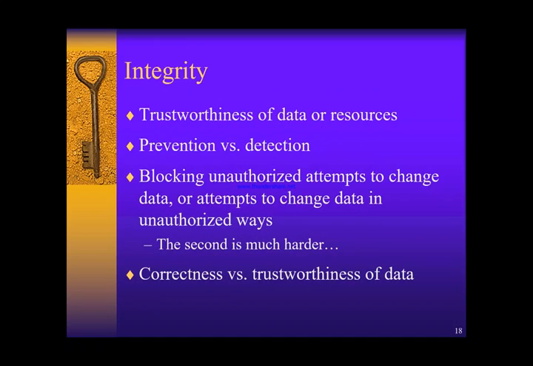Another is integrity: trustworthiness of data or resources, prevention versus detection, blocking unauthorized attempts to change data, or attempts to change the data in unauthorized ways. The second is much harder, right? Authorized ways is if you are shown properly and you are able to do further. If it is unauthorized ways, it means illegally we are able to decrypt the data. So that's what it is. The second one is much harder.